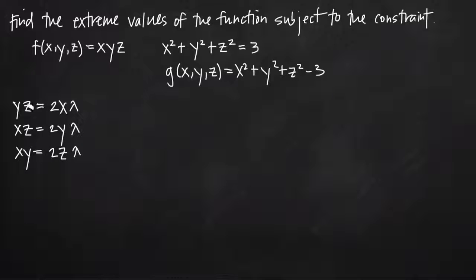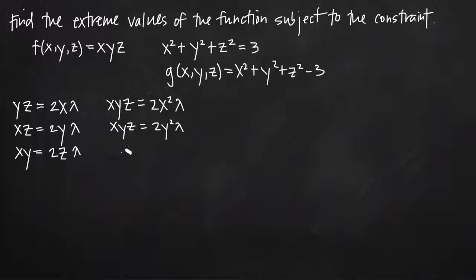There are a couple different ways that we can go about that, but probably the easiest way in this particular case is to multiply the first equation on both sides by x, the second equation both sides by y, and the third equation both sides by z, because when we do that, we're going to end up with xyz on the left-hand side of each one of these equations. So let's go ahead and see what that looks like. Multiplying the first equation on both sides by x, we get xyz is equal to 2x squared lambda. The second equation, we get xyz is equal to 2y squared lambda when we multiply both sides by y.